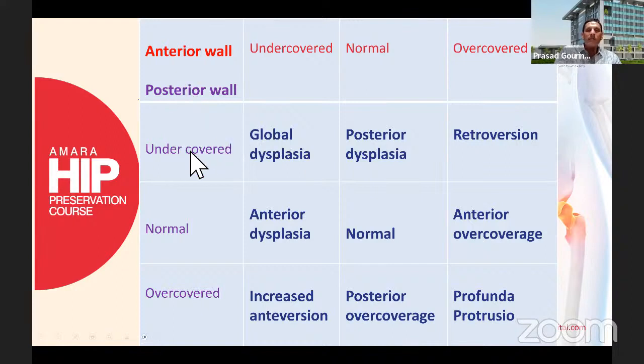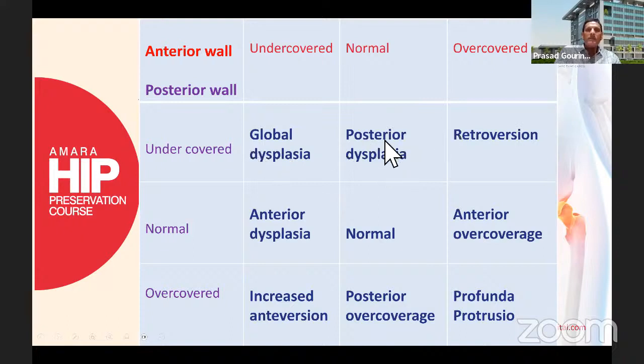The anterior wall is undercovered and the posterior wall is undercovered. That's global dysplasia. Both front and back are deficient, right? The anterior wall is normal and the posterior wall is undercovered. That's posterior dysplasia. The anterior wall is adequate, only posterior deficiency. This is global, this is only posterior.